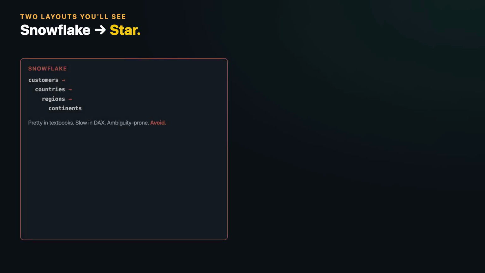One layout choice you'll see in database textbooks is the Snowflake. In a Snowflake, customers points to countries, countries points to regions, regions points to continents, dimensions normalized in a chain. Pretty in a textbook, slow in DAX, and prone to ambiguity.